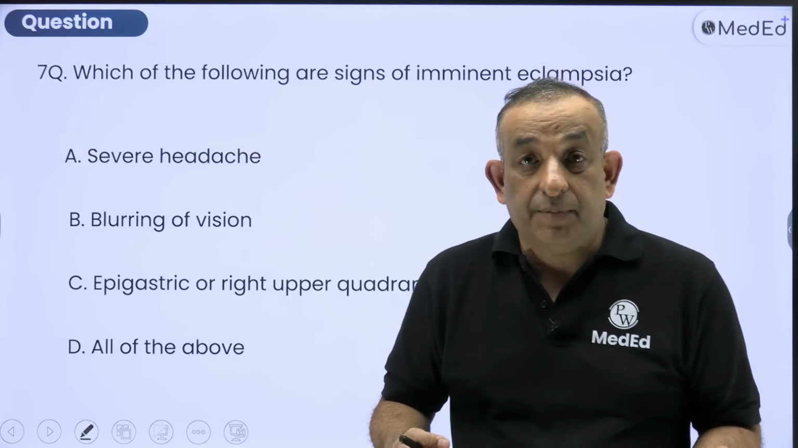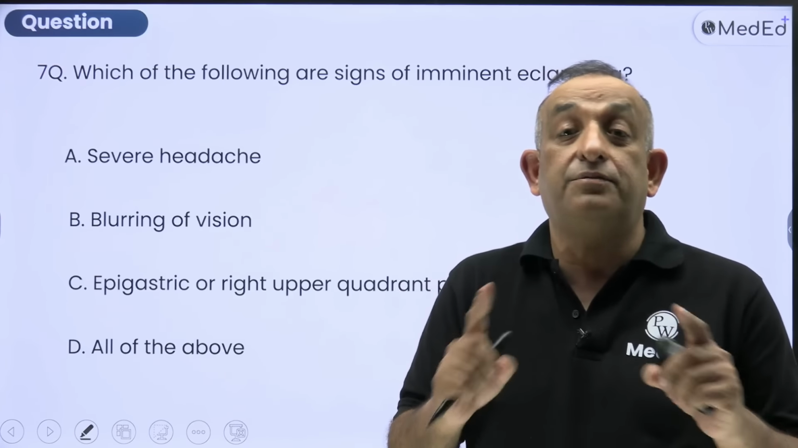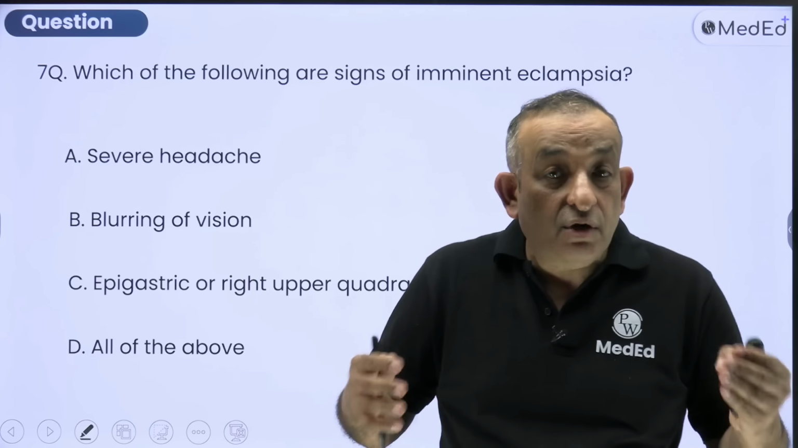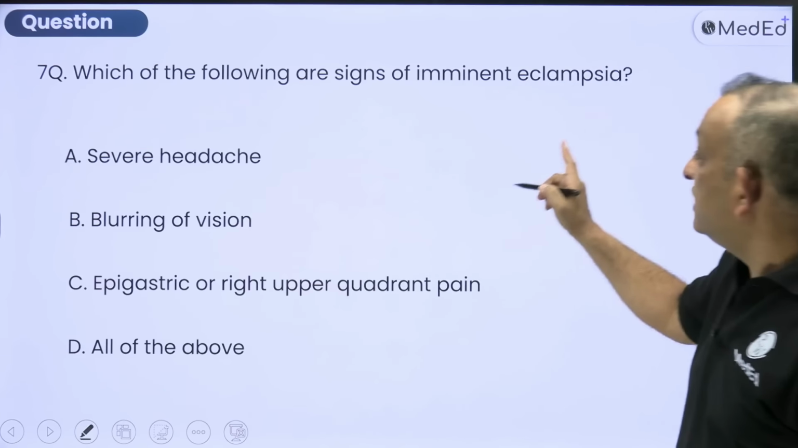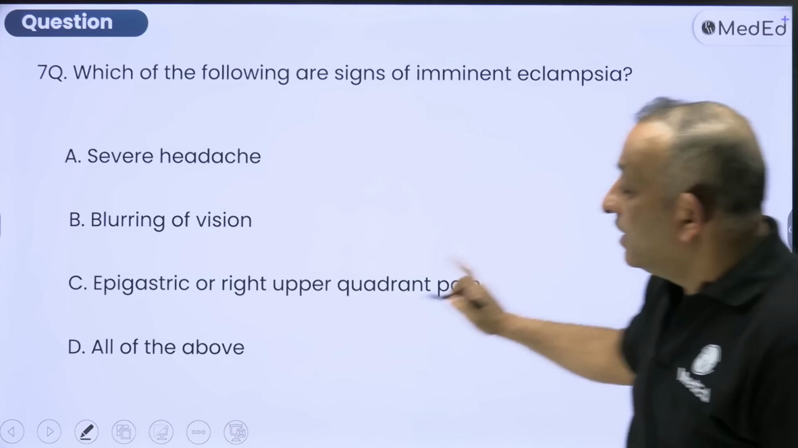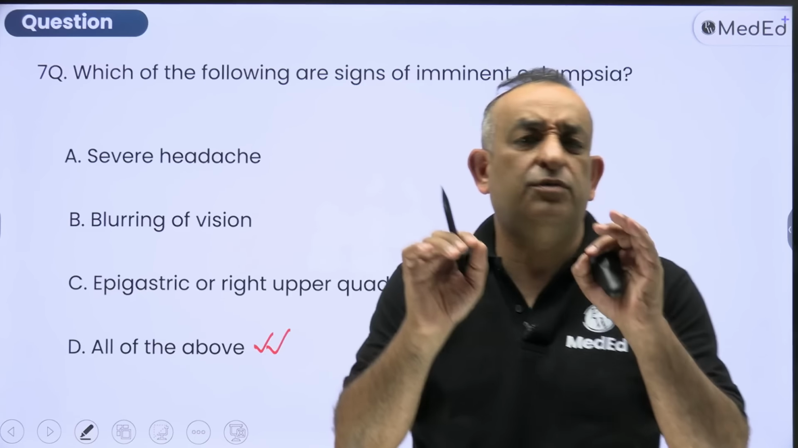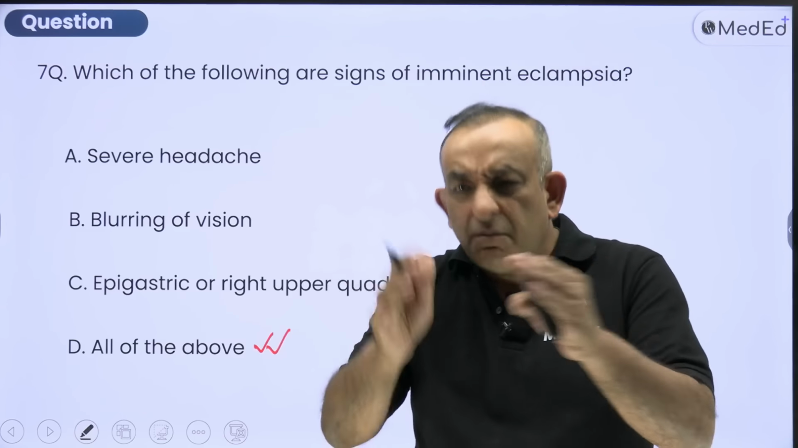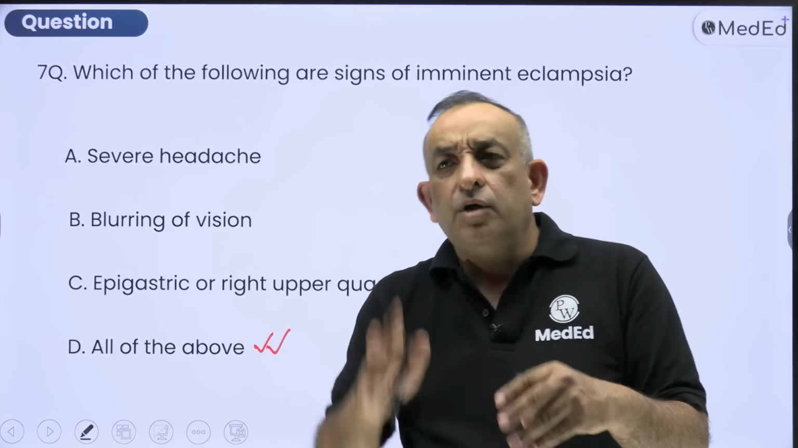Why epigastric pain? Gas, huh? No, man. Epigastric pain is because of subcapsular liver hematoma, stretching of the liver capsule. So, yes, all of this is the sign of imminent eclampsia. So the answer to this is all of the above. I'm 100% sure all of the above would not be the choice. It would have been some variation of this information. All of the above, none of the above, two of the above.